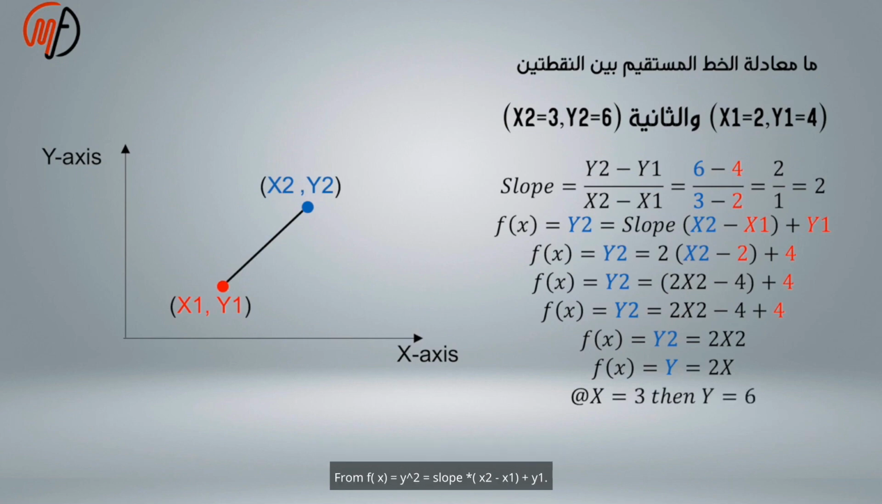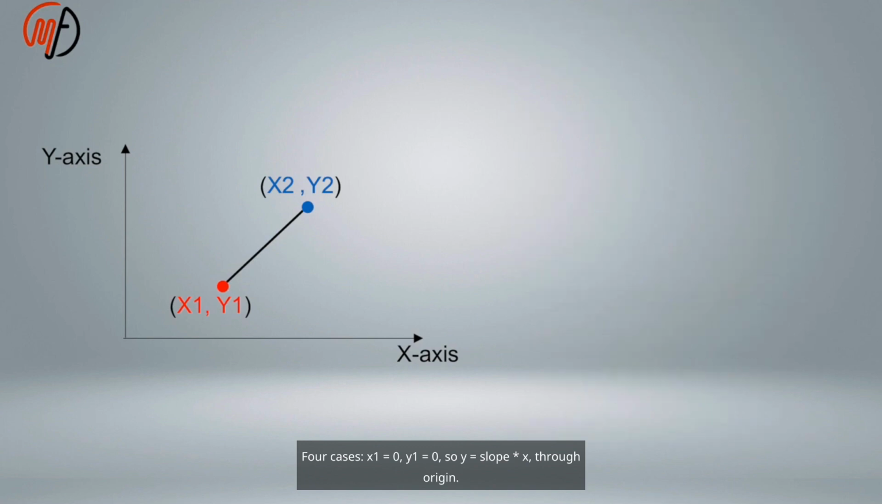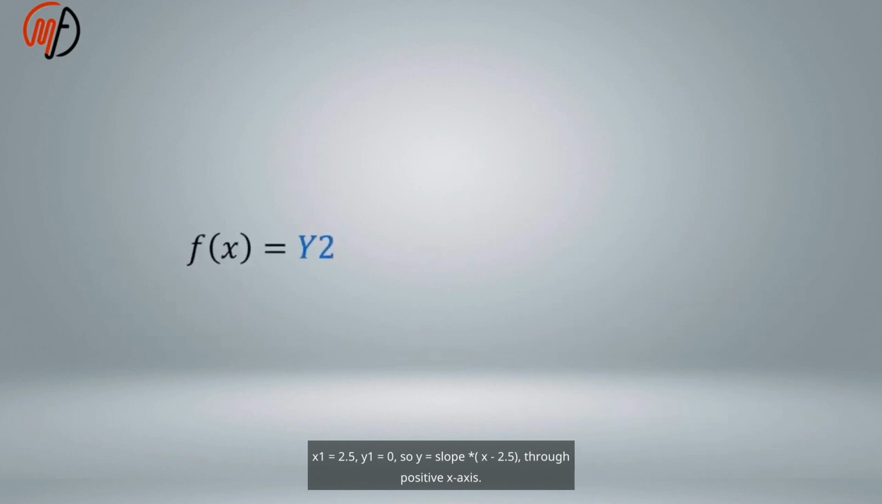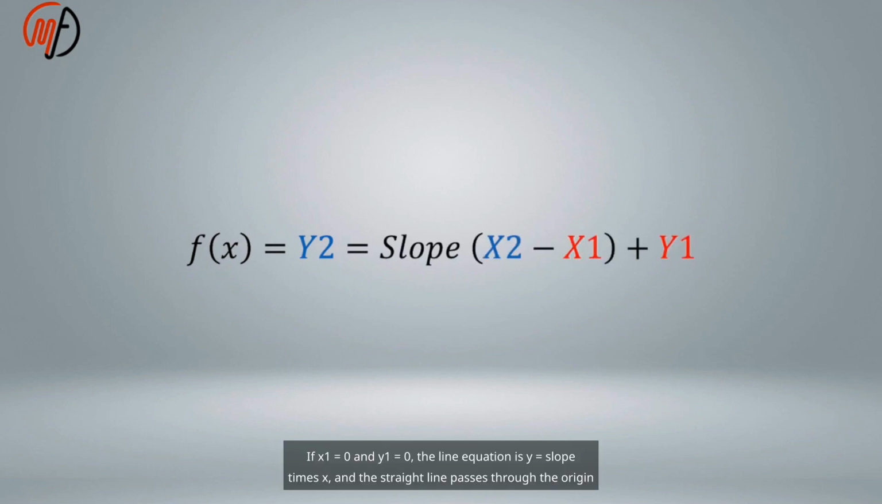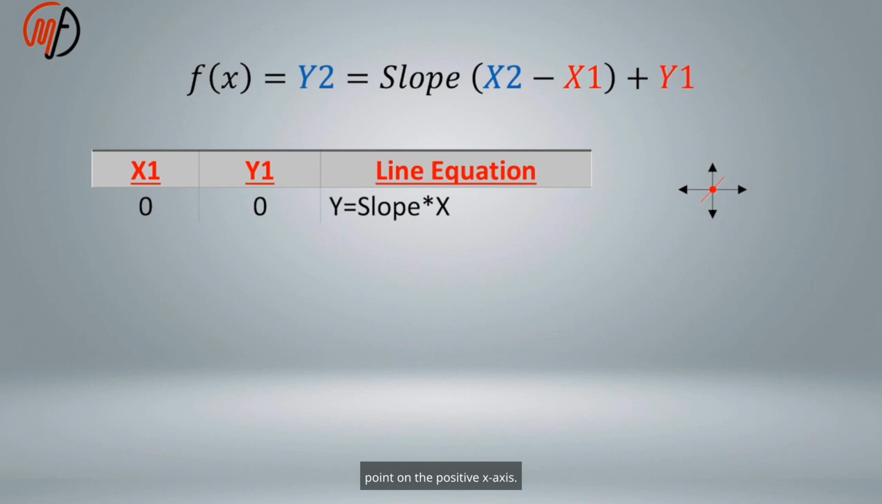From y equals slope times (x minus x1) plus y1, there are four cases. x1 equals 0 and y1 equals 0, so y equals slope times x, passing through the origin. x1 equals 2.5 and y1 equals 0, so y equals slope times (x minus 2.5), and the line passes through the positive x-axis at 2.5. If x1 is 0 and y1 is 0, the line equation is y equals slope times x, and the straight line passes through the origin. If x1 is 2.5 and y1 is 0, the line equation is y equals slope times (x minus 2.5), and the line passes through this point on the positive x-axis.